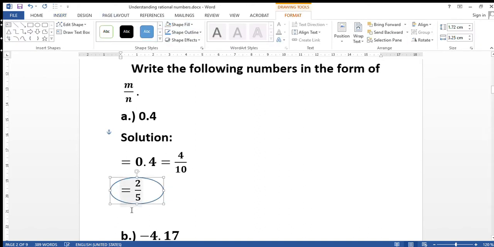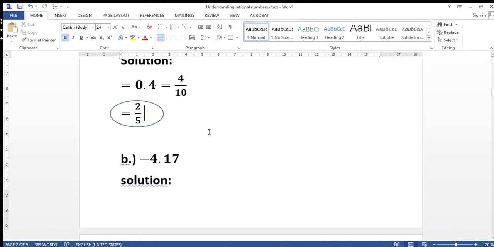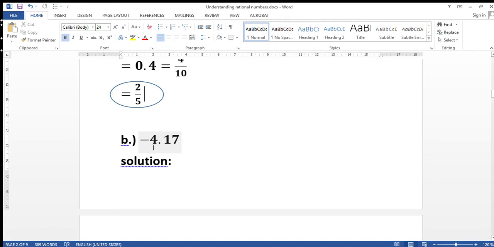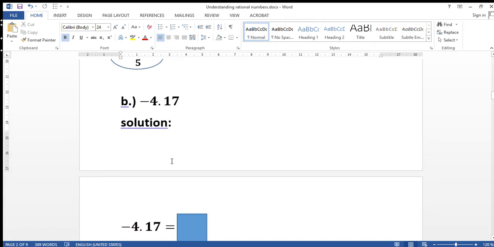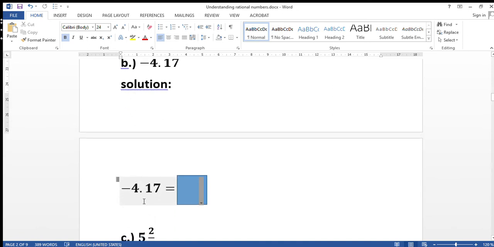Okay, this will be our final answer. Okay, next we have negative 4.17. Look here, let's look for the solution. Negative 4.17. Again, we have the decimal point here.